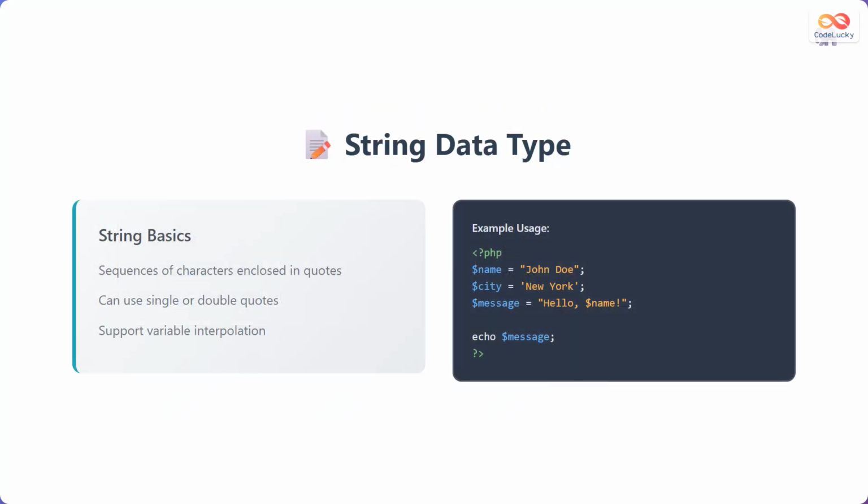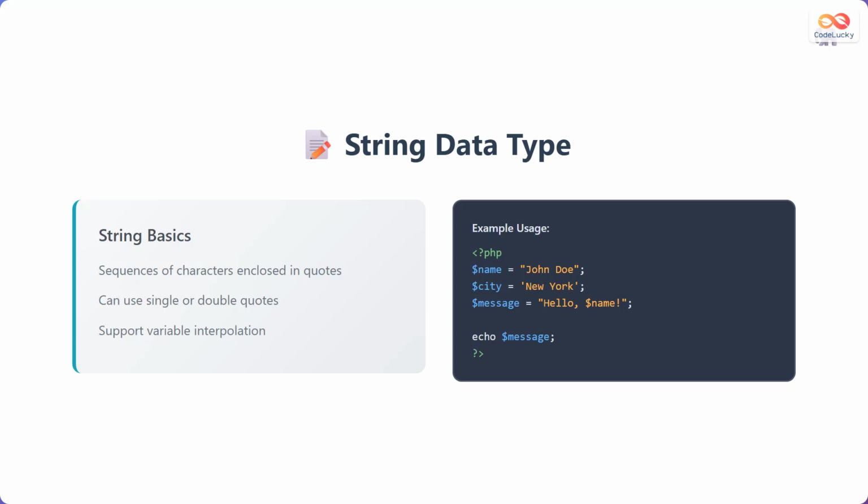The string data type represents a sequence of characters. Think of it as text. Strings are enclosed in either single quotes or double quotes. In PHP, there is a subtle difference between single and double quotes. Double quotes allow for variable interpolation, meaning you can embed variables directly within the string, and PHP will replace the variable with its value. Here's an example.